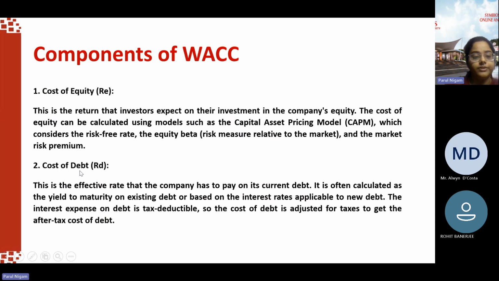Then we have cost of debt. Cost of debt is the effective rate that the company has to pay on its current debt. It is often calculated as the yield to maturity on existing debt or based on the interest rates applicable to new debt. The interest expense on debt is tax deductible, so the cost of debt is adjusted for taxes to get the after-tax cost of debt.